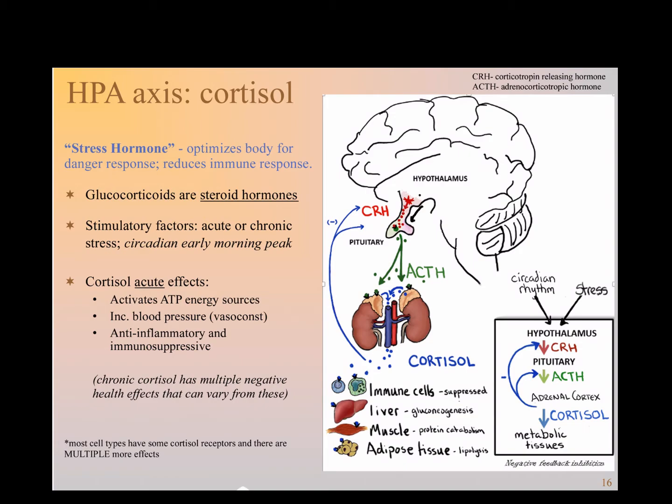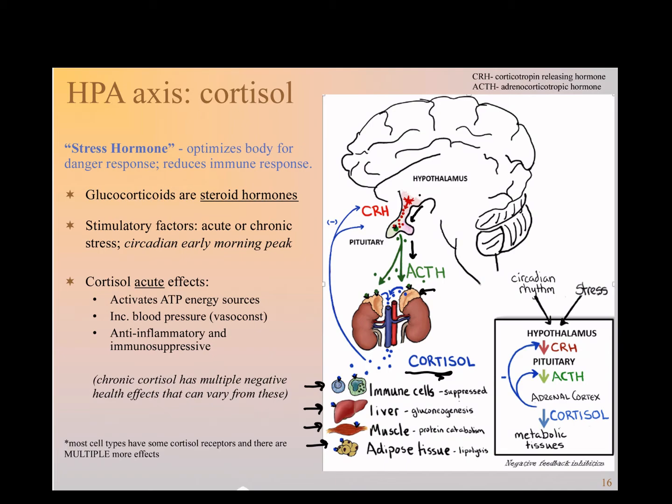When we look at this as a diagram, we can follow that pathway: hypothalamus, releasing to the anterior pituitary, releasing down to the adrenal glands or adrenal cortex, which then releases cortisol into the system and acts on immune cells, liver cells, muscle cells, and adipose tissue. There are going to be other cells and tissues that it affects as well, but those are the main ones that we're going to be looking at.